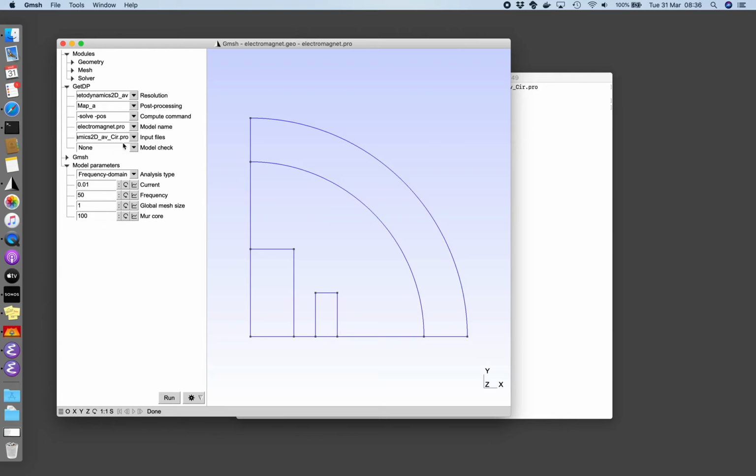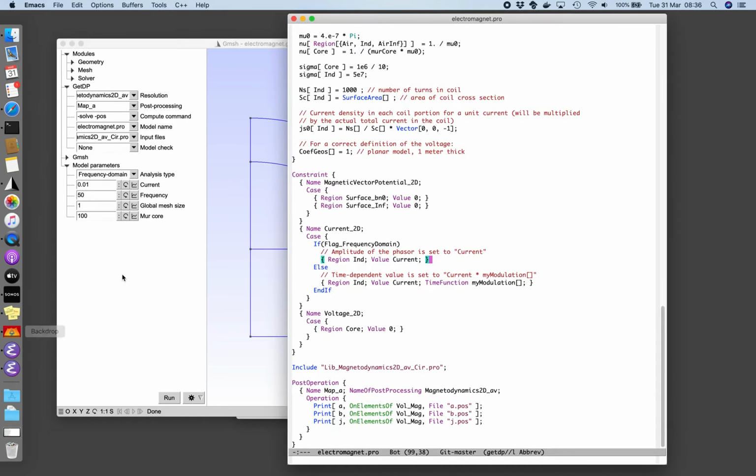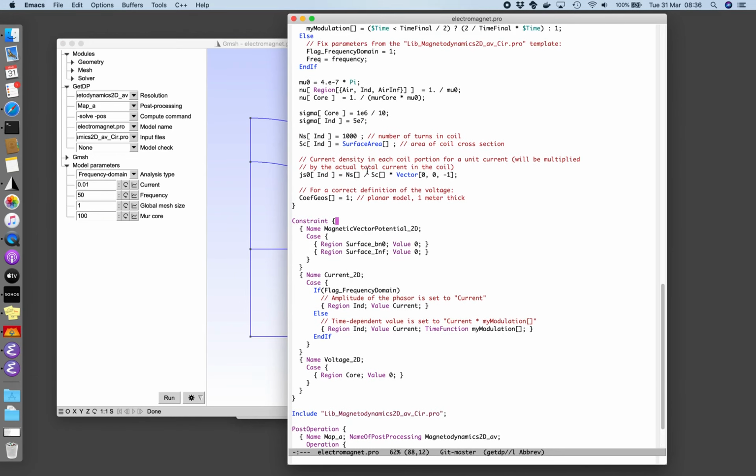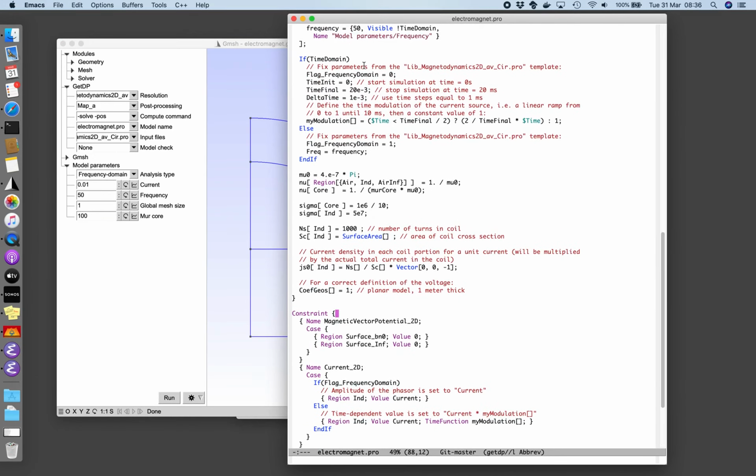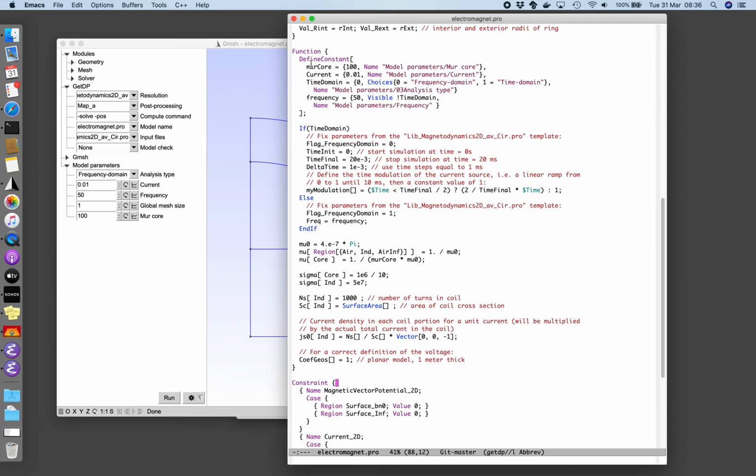And what do we see? Well, we see that we have here the parameters that we just defined. We have a choice between frequency and time domain, current, frequency. We have an additional parameter here, the global mesh size, and then the relative permeability of the core. So what do we need to do? Well, let's have a look. We have our parameters here. Let's leave time domain at 0 for now, so we're going to do the analysis in the frequency domain.